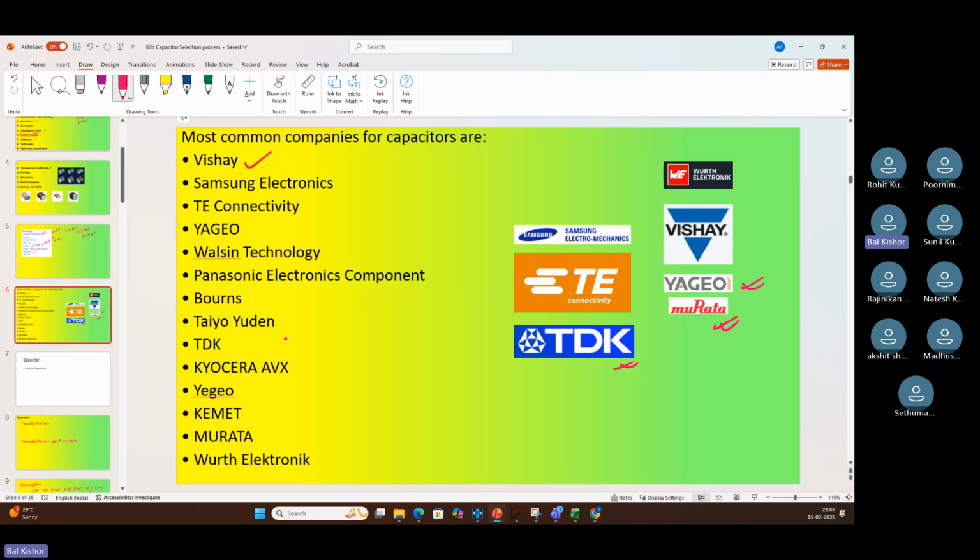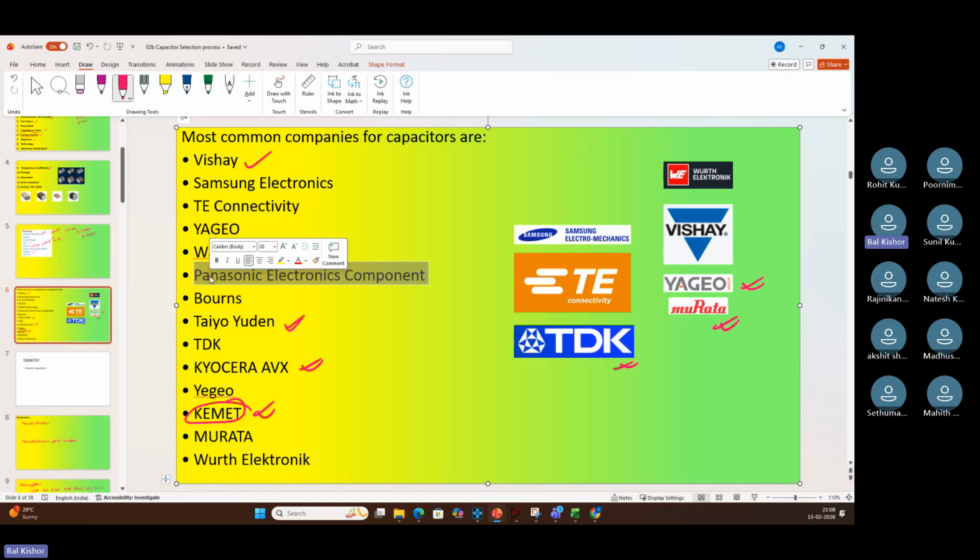And other capacitor manufacturers are like Taiyo Yuden, Kyocera, Kemet. Kemet is one of the most commonly used manufacturers for capacitors. And even Wurth Electronics is coming up. Okay, so Wurth Electronics also has a lot of capacitors available. All right. For consumer applications, you can go ahead with Samsung Electro-Mechanics. They have a huge capacitor portfolio only for ceramics. Okay. So I'm talking about only ceramic manufacturers. I think Panasonic is not there in ceramics, so you can remove this. Okay.